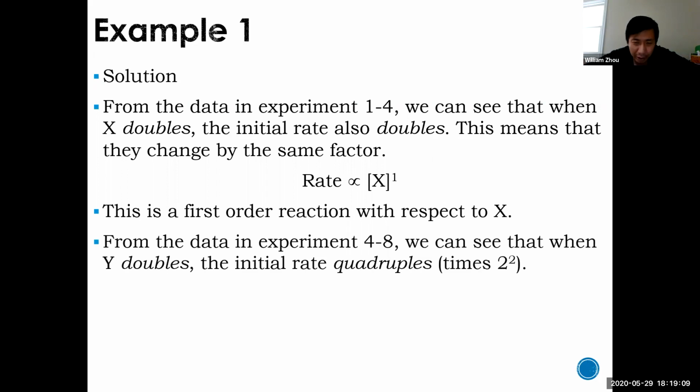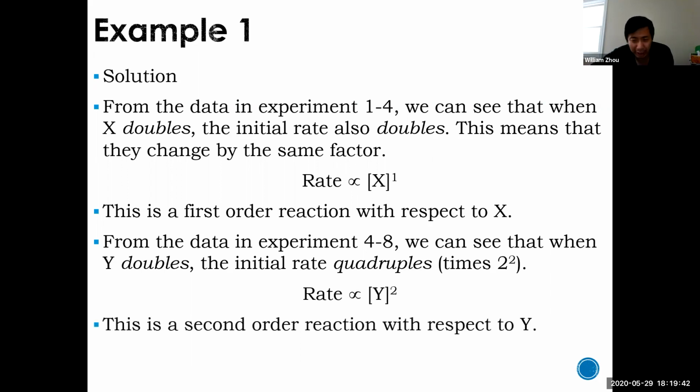If you look at the information from 5 to 8, you can see that if you double y, the rate quadruples, so it's 2 to the power of 2. That means you need to raise y to the power of 2 in order to get the effect you see on the rate of reaction. So that means the rate is proportional to y squared. If you tripled y, then 3 squared is 9. Rate is multiplied by 9, which is what we see. So this is a second order reaction with respect to y. Does that make sense?